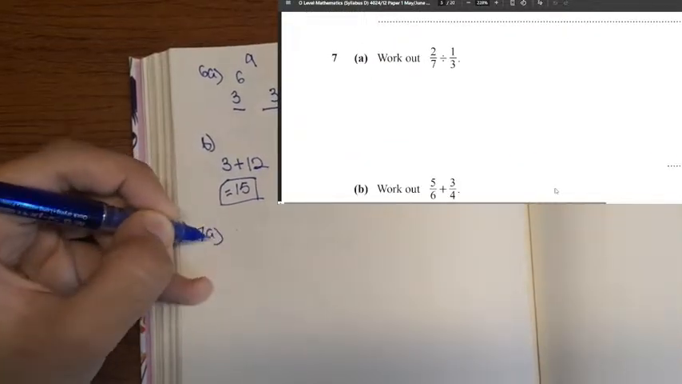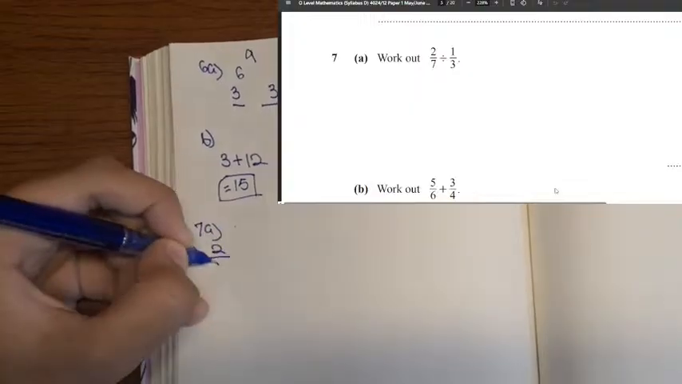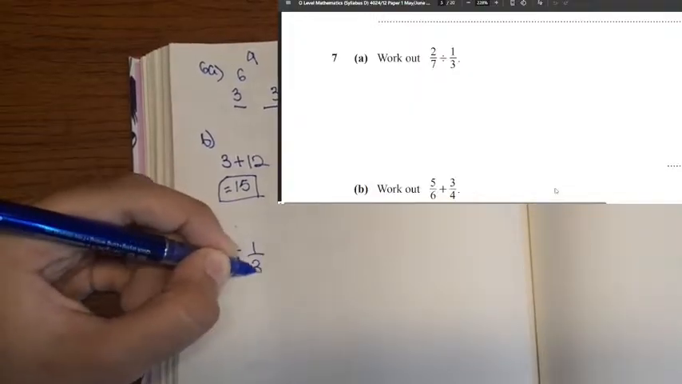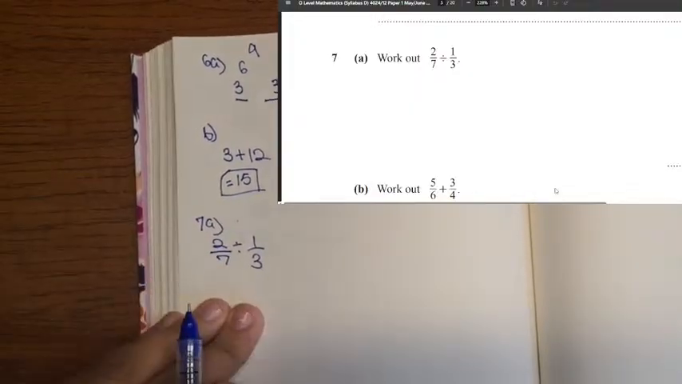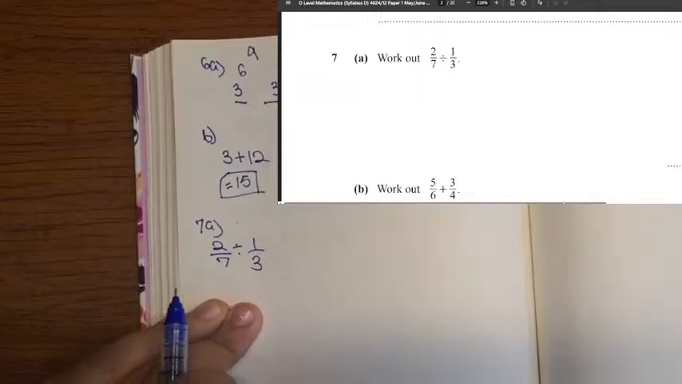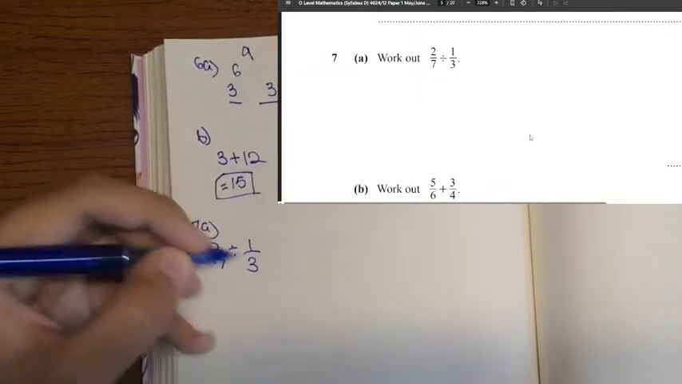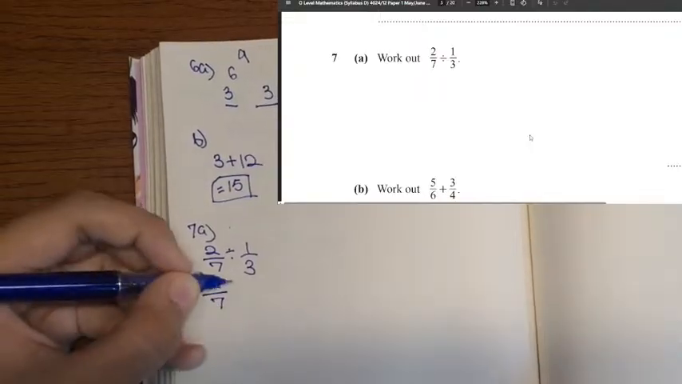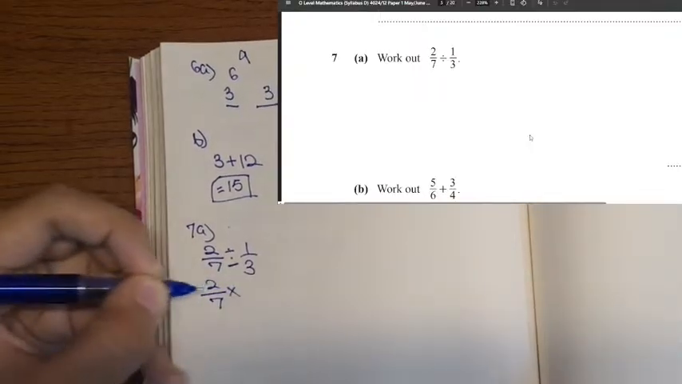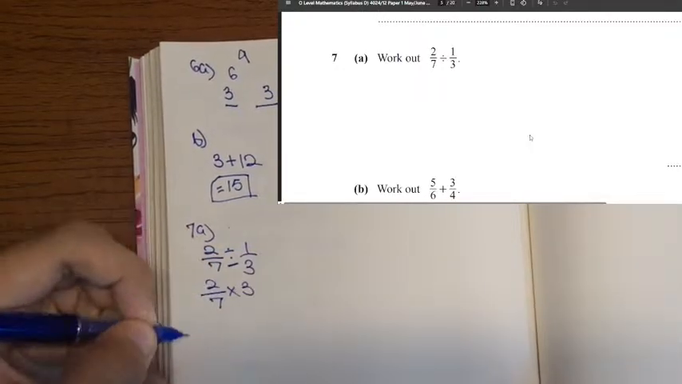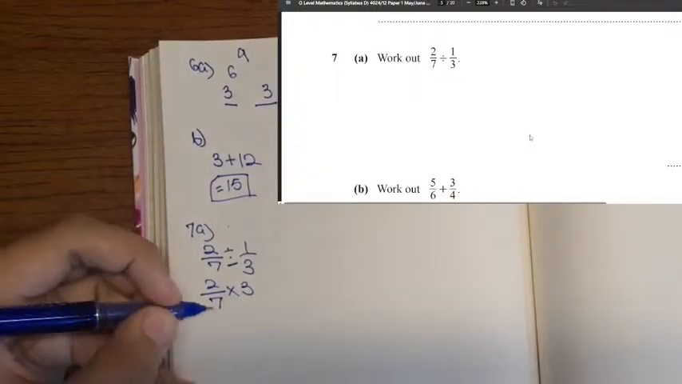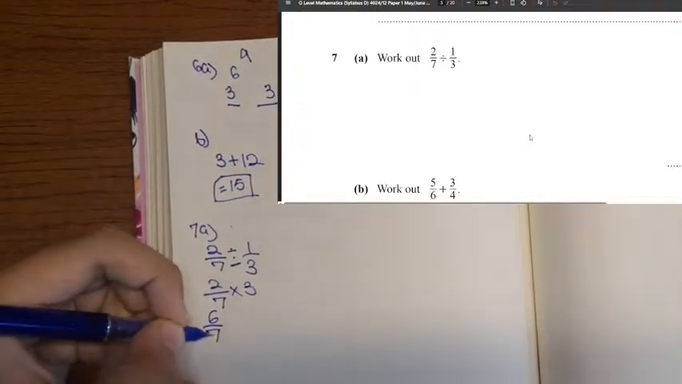The next question we have is one of basic fraction division. 2 upon 7 divided by 1 upon 3. So when we divide two fractions, what we need to do is take the reciprocal of the second one. We change the division sign to a multiplication sign, and we take the reciprocal of this fraction. So it becomes 2 upon 7 multiplied by 3. Now this becomes 6 upon 7. So that is the clear answer.